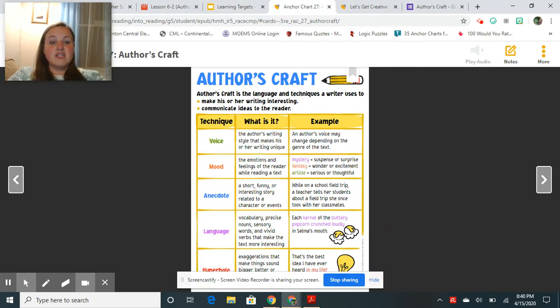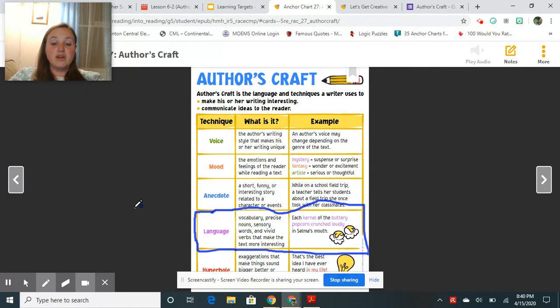So, author's craft is the language and techniques a writer uses to make his or her writing interesting and to communicate ideas to the reader. So, today we're really going to focus on one aspect, and that's going to be language. So, I'm going to have you look down here. When we're talking about language in terms of author's craft, we're talking about the vocabulary, precise nouns, sensory words, and vivid verbs that make the text more interesting.